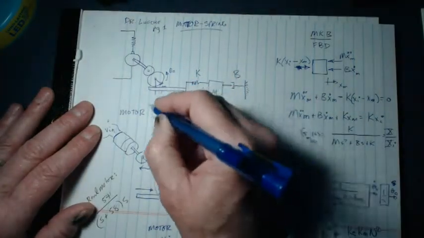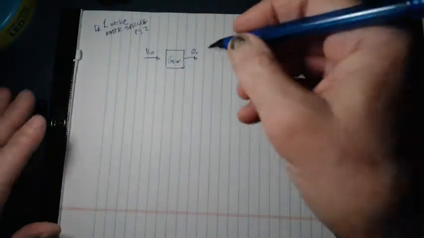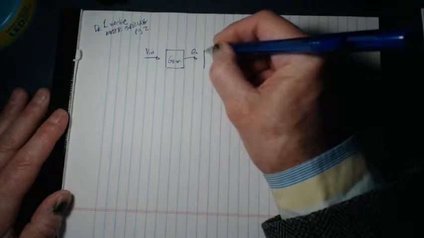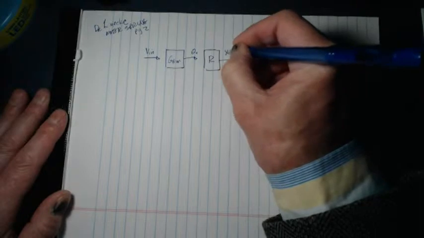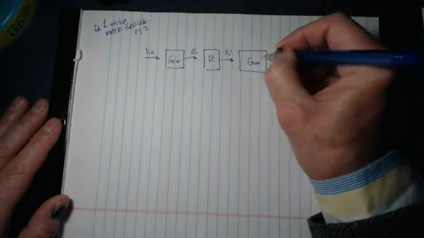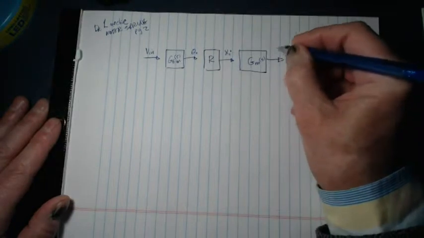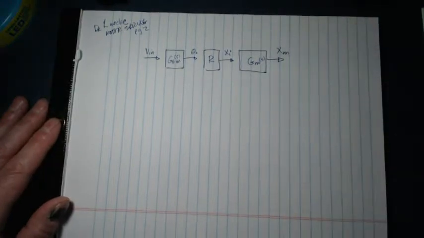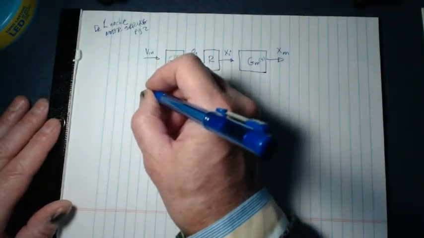So we have a little bit of geometry here that we can figure out. X is equal to R theta. So let's go ahead and put that in here. X is equal to R times theta. That gives me X sub I, right? That's the same as X sub I. And then what we can just write down here is G sub M of S, both of those should be S, and that gives us X of M. That's easy.